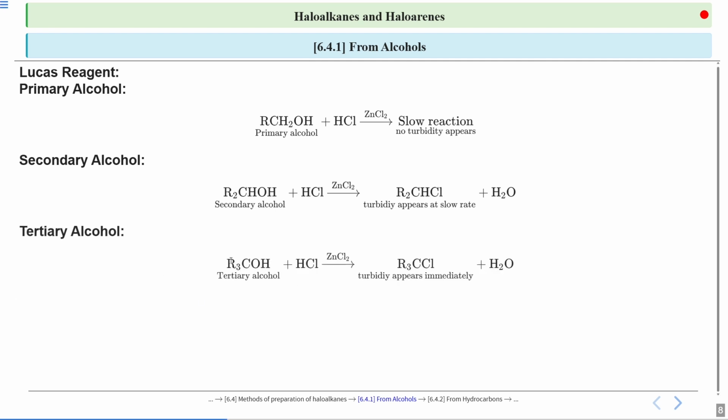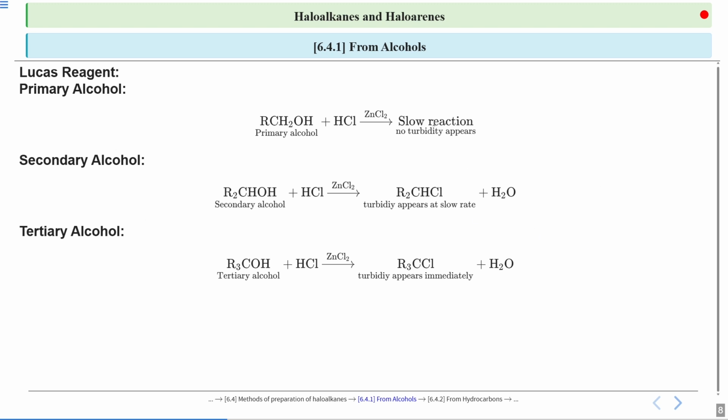So tertiary alcohol, R3COH, when you are treating it with Lucas reagent, HCl and zinc chloride, you get the product R3CCl, and the turbidity appears immediately, within seconds. So when you are treating the tertiary alcohol with the Lucas reagent, you get a faster reaction and also water as a byproduct. So this Lucas reagent can be used to differentiate between primary, secondary, and tertiary alcohol based on the rate of the reaction, or the product of the reaction, in the case of primary, secondary, and tertiary alcohols.